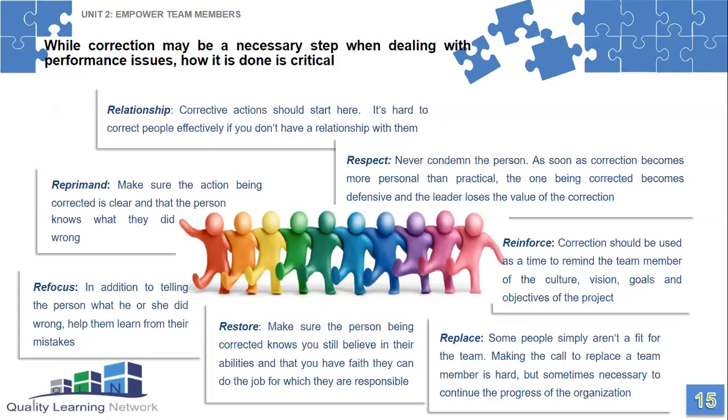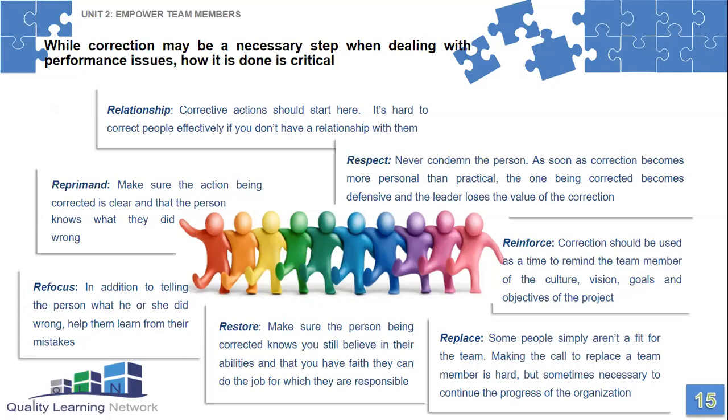You're going to reinforce. So correction should be used as a time to remind the team, listen, we have a certain vision, we have a certain goal, we have a certain culture and objectives that we have within the business and also within the project itself. So kind of stay on track, remember that that's what we want to be. That's what we want the brand to be as well. And this is why the work within this project is so important, and your output, or your input, should I say, is important. Okay.